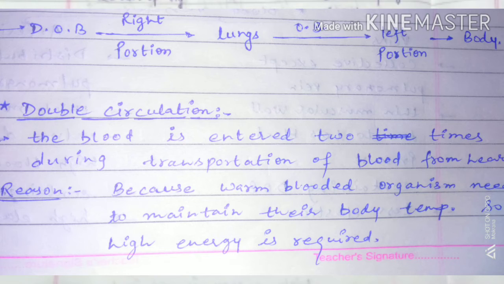In humans or warm blooded organisms you will mostly see double circulation of the blood. Why does double circulation occur in warm-blooded organisms? Warm-blooded organisms mostly carry the blood through their heart two times. Why? Because warm-blooded organisms maintain their body temperature, and for maintaining their body temperature they require high energy.